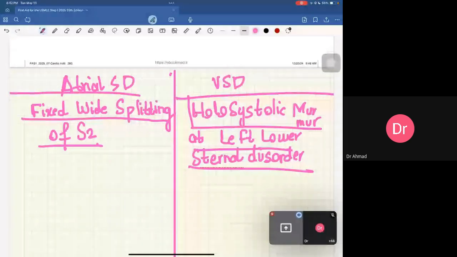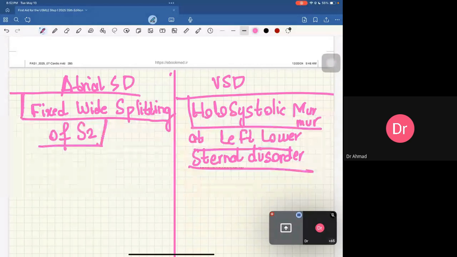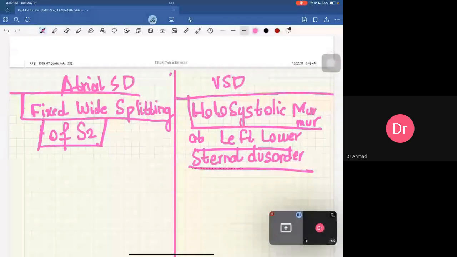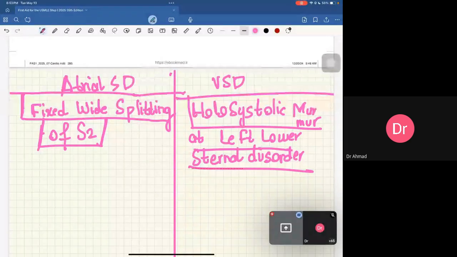And now you would think that Dr. Moaz just told us that patent foramen ovale leads to that, and atrial septal defect leads to that as well. So how would we differentiate what is causing the problem, because they could give you both options as the right answer? But the thing is that you would look at the sign. If on auscultation you hear fixed wide splitting of S2, then it means the problem was due to atrial septal defect. But if there is no fixed wide splitting of S2, then it's not due to atrial septal defect, right?